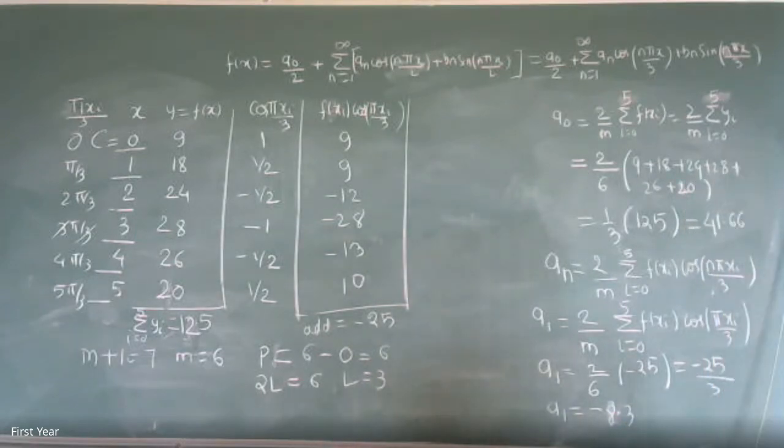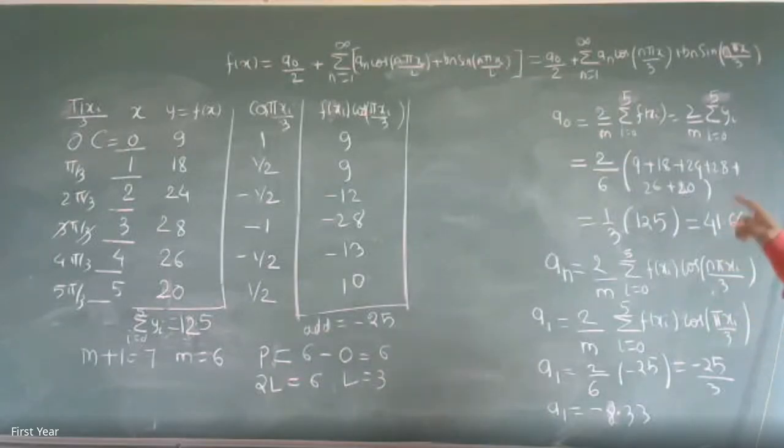24 into 100, so 33. Correct? A1 is minus 8.33. Is this clear, everyone? Yes, ma'am. Everyone, because this is very important.